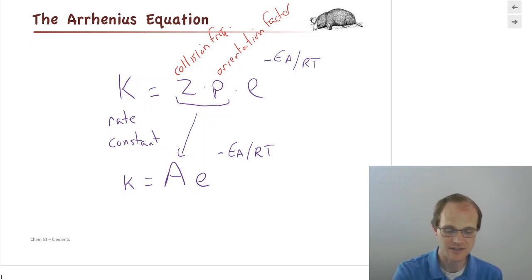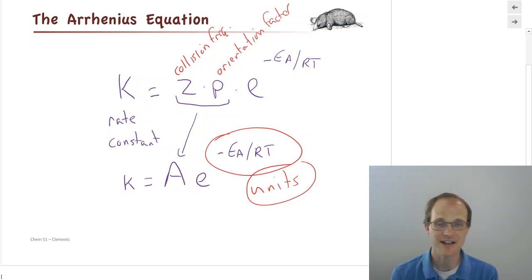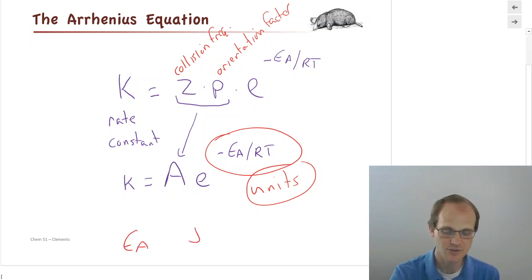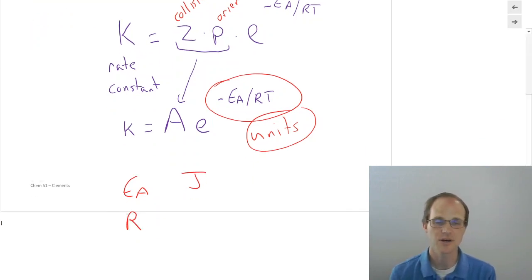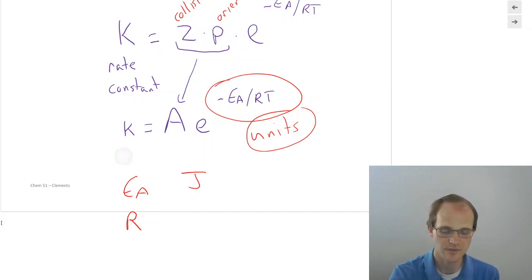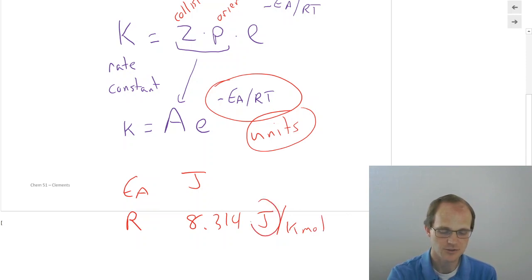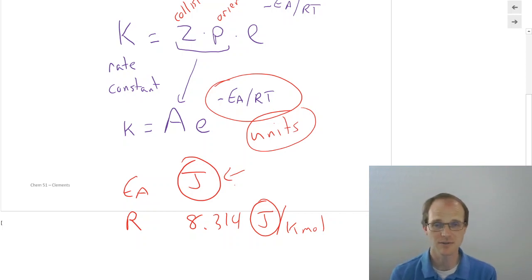The thing to keep track of is units, especially up here. You've got to keep track of your units because you cannot take the exponent of something with units. So you've got to make sure that your units cancel. What does that mean? Ea, that's an energy. It's usually given in some sort of unit of energy, often in joules. R, we have two of them that we know. We've got 0.08205 liters atmospheres per Kelvin mole. We've got 8.314 joules per Kelvin mole. If we're going to be canceling things, I'm guessing we're going to want the 8.314 joules per Kelvin mole to be able to cancel joules, which means that Ea, if we're given it in a different unit, we probably want to convert it to joules.